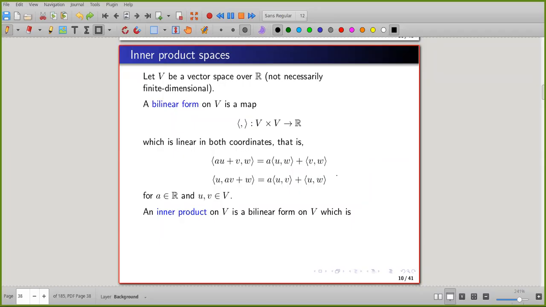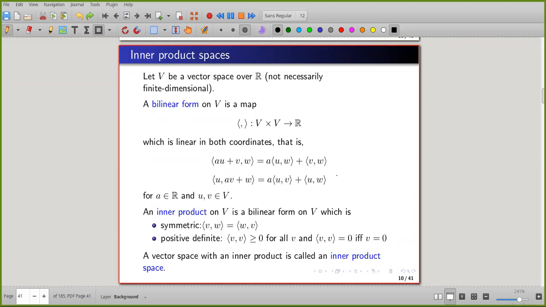An inner product on V is a bilinear form on V, but we need this form to have some nice properties. We need it to be symmetric, so the inner product of v and w should be equal to the inner product of w and v. And we need it to be positive definite, which means that if we take any vector v and take the inner product of v with itself, then it is always greater than or equal to 0, and it is equal to 0 only if the vector v is 0. If v is non-zero, then the inner product of v with v is always positive. A vector space with an inner product is called an inner product space.